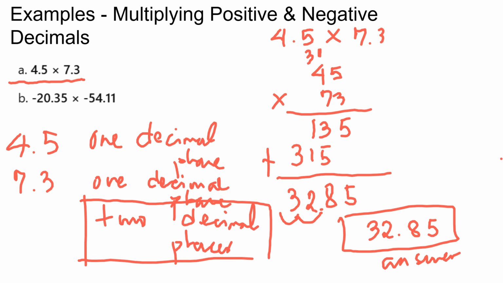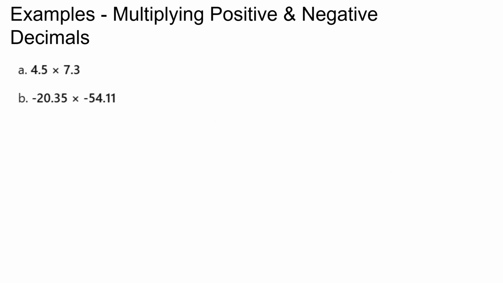So we already answered. Let's just check it. We're done with A. We're now going to B. B is also easy. Of course, let me deal first with the signs. It says here negative times negative, because I can see that their signs are both negative.